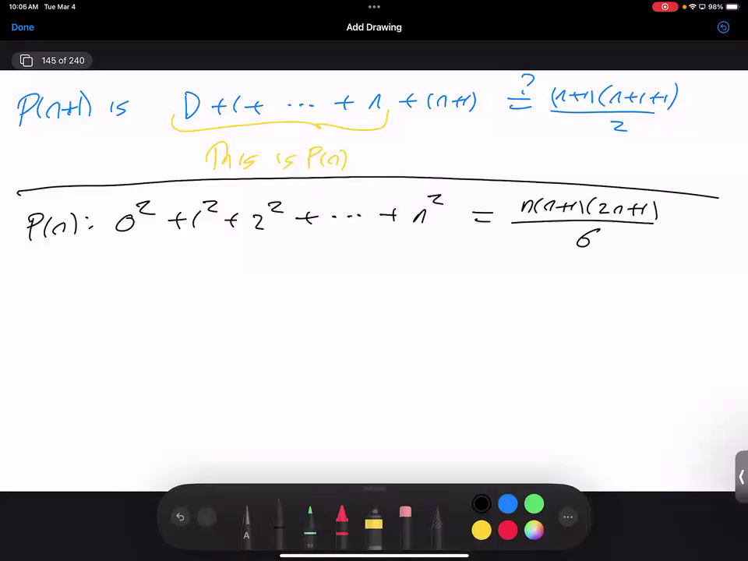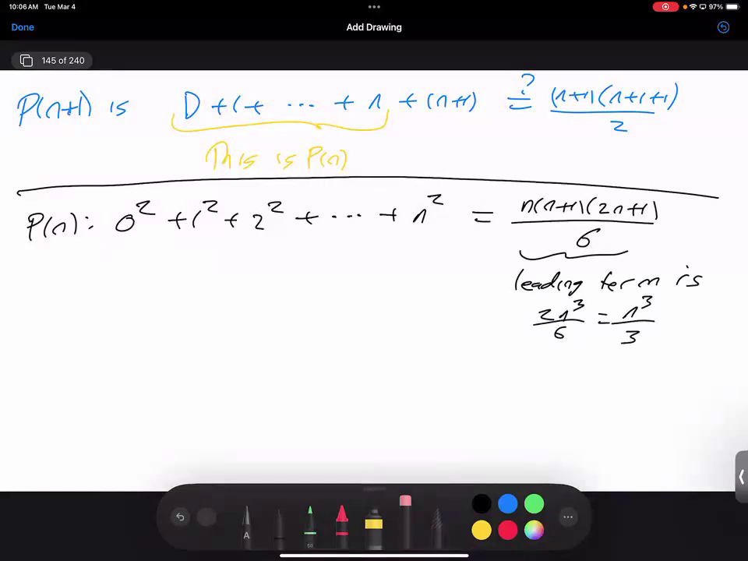Is it always a polynomial? Notice the polynomial is a multiple of n. Well, that makes sense because if n equals 0, it should be 0. What's the leading coefficient of this? What's the leading coefficient? The leading term is 2n cubed over 6, which is n cubed over 3.